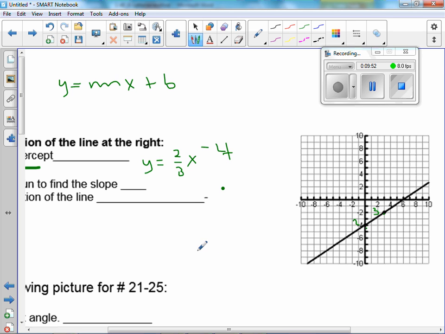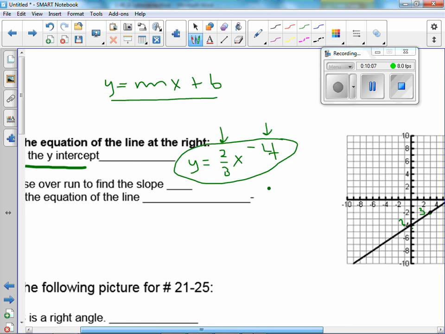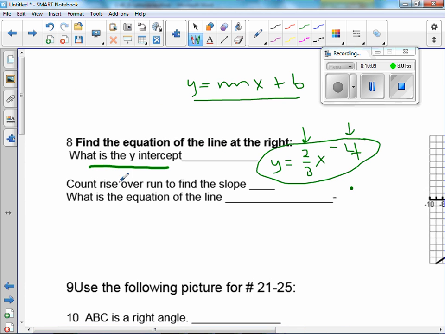So when you're going to write the equation of a line, it's y equals mx plus b. This is the slope, and this is the b or the y-intercept where it crosses. So if you fill in the other blanks here, rise over run to find the slope, and we see this is 2 over 3. And the equation of a line is right here.